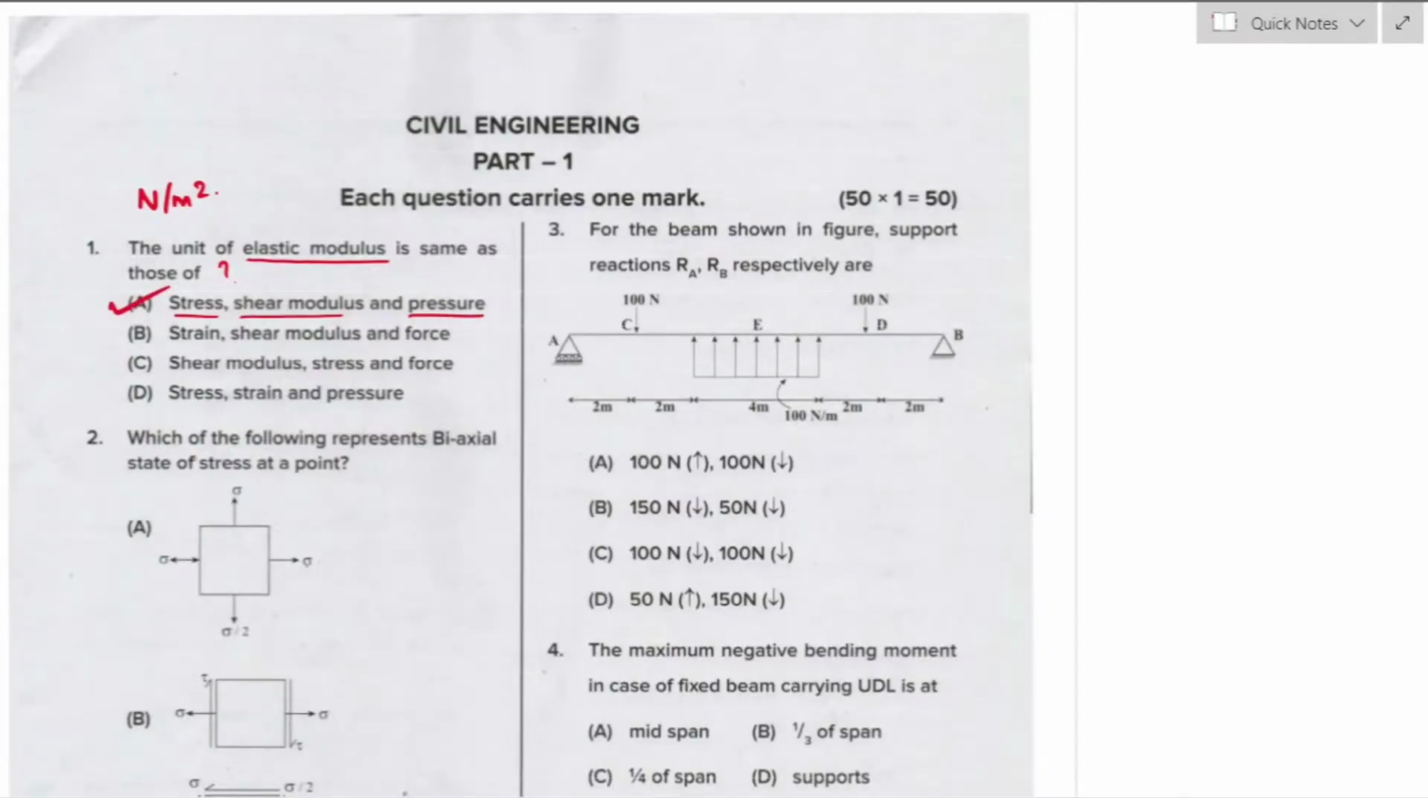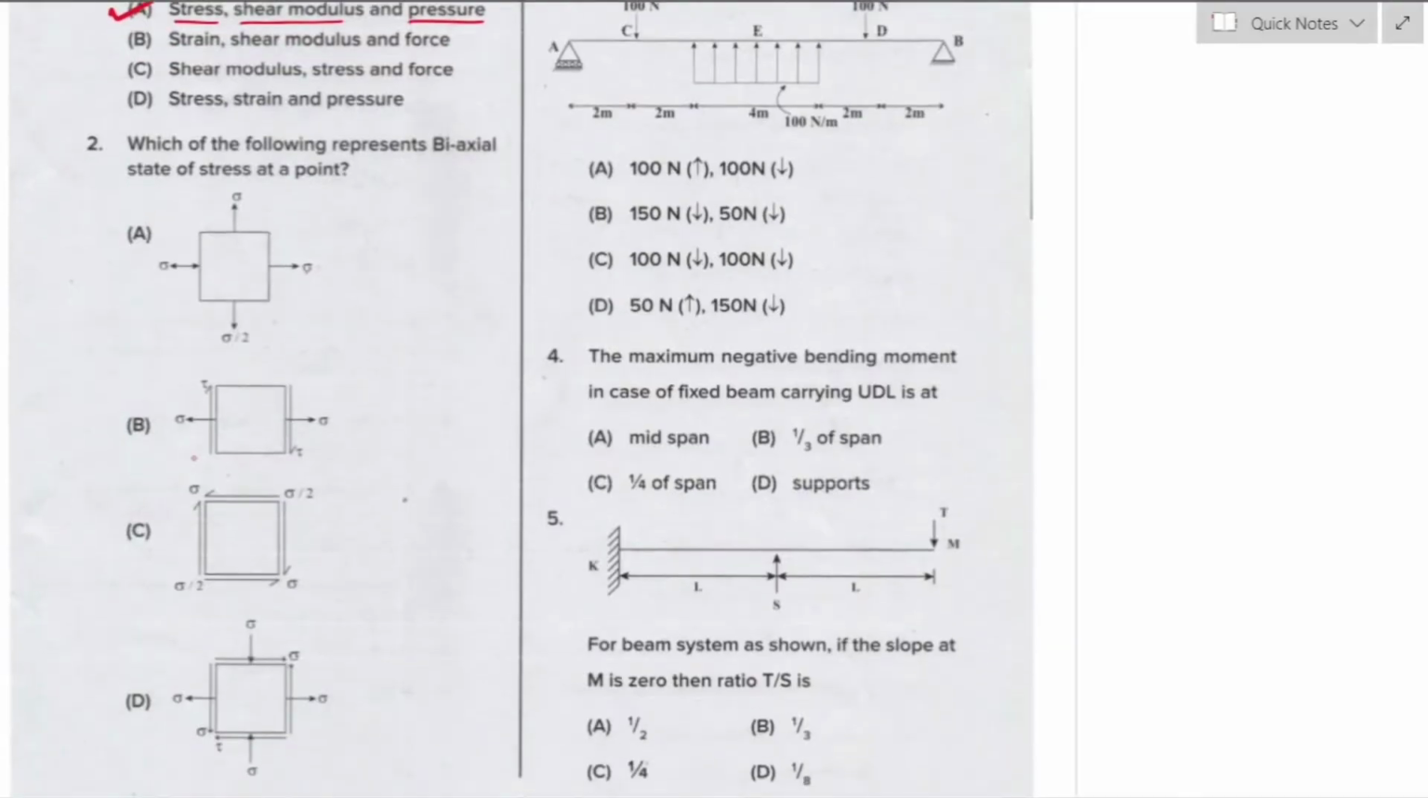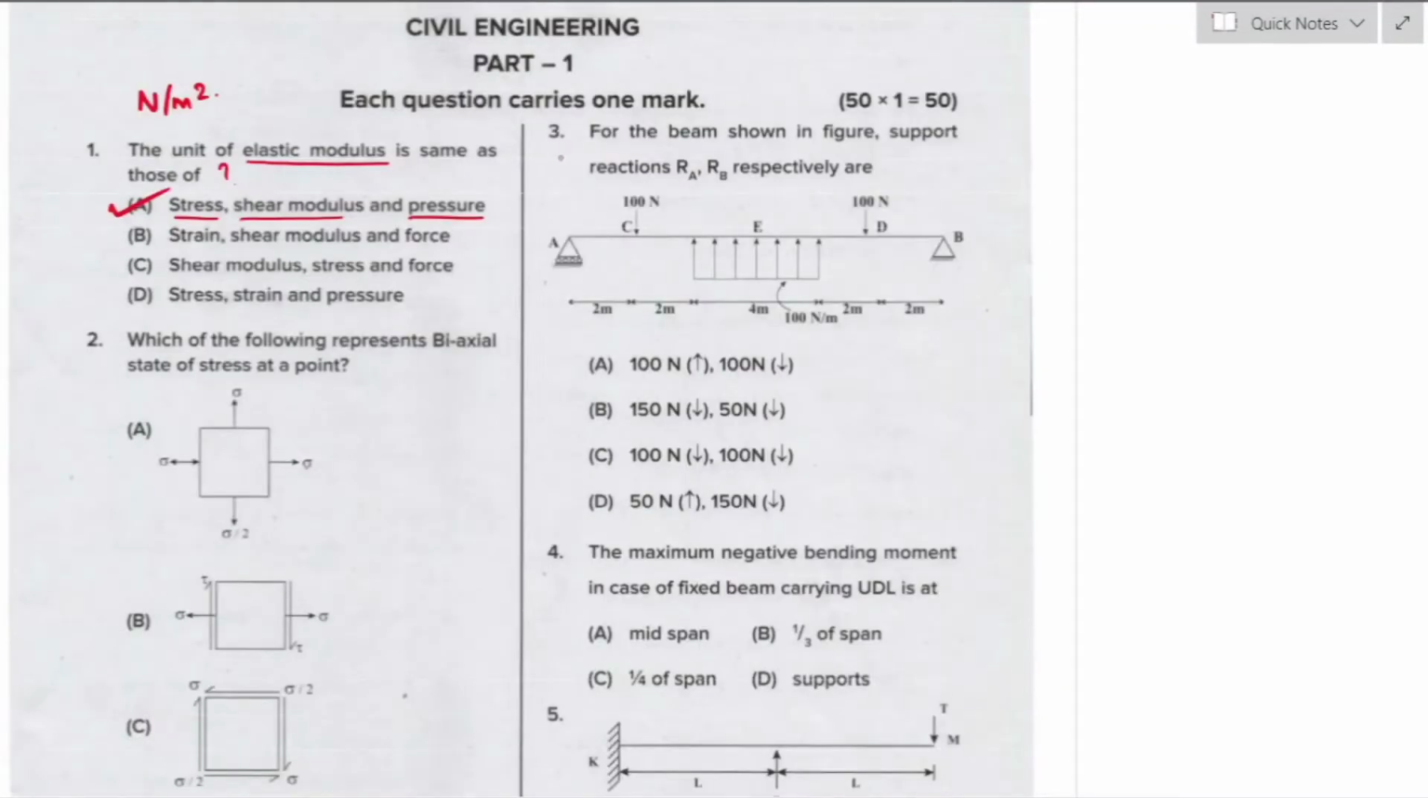Question number 2. Which of the following represents biaxial state of stress at a point? In a state of biaxial stress, strain has two components, one caused by stress along its direction and another caused by its stress along the perpendicular direction. So the right answer is option D. Here you can observe in this figure, there is stress in its own direction and the other stress in the perpendicular direction.